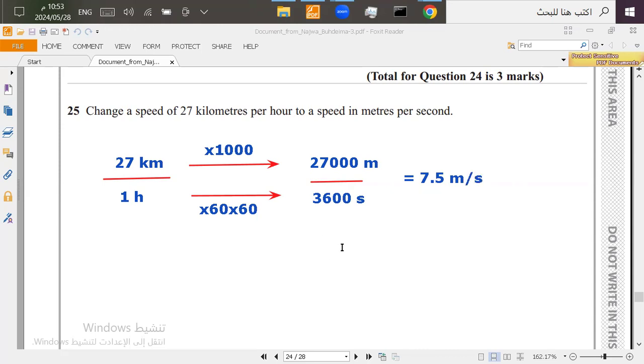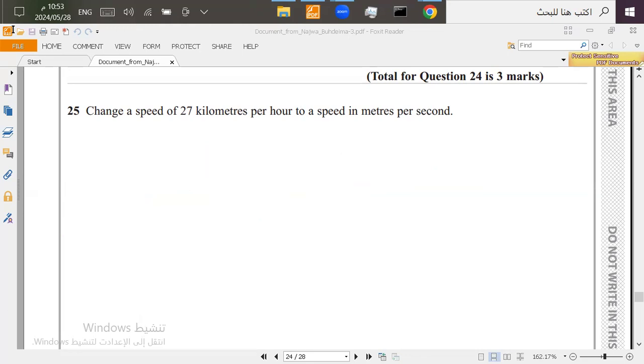Okay, so 7.5 meters per second. Focus on the idea of turning the units into each other. When we turn the bigger unit into the smaller one, we have to multiply. If we're doing the opposite, we have to divide. And this is how you answer a question like this. Now, let's move on to the next question.